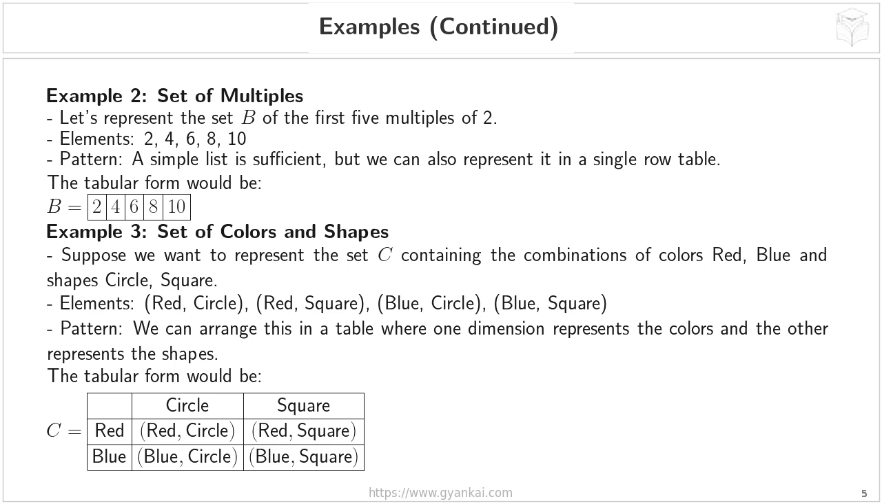Therefore, the tabular form of set C looks like a 2x2 table, clearly showing all 4 possible combinations. This organization makes it very easy to see all the elements of the set and how they relate to each other. Remember, the key is to identify the elements and then find a pattern that allows you to arrange them logically in a table. This helps to visualize the set and understand its structure. We'll be looking at common mistakes in the next slide, so pay attention to those to avoid any pitfalls.